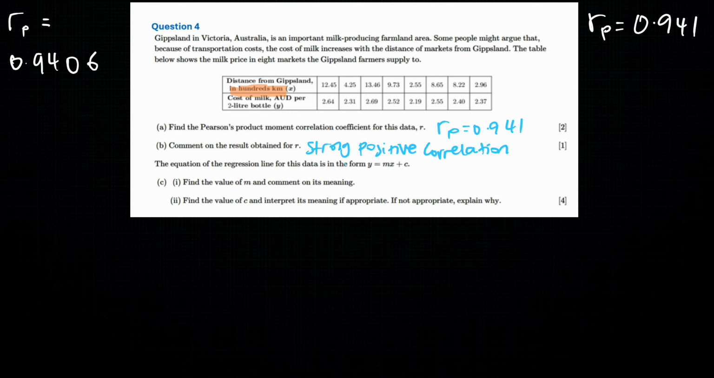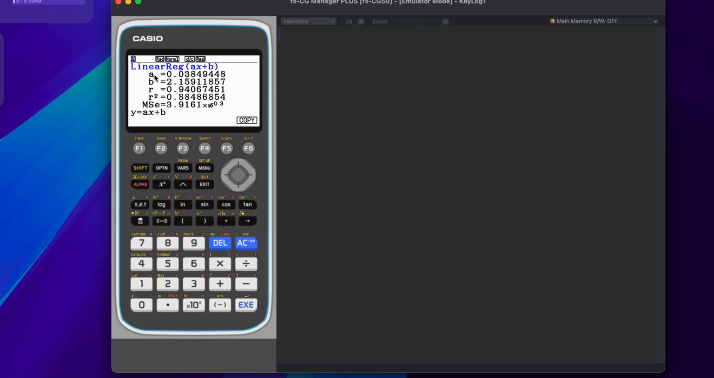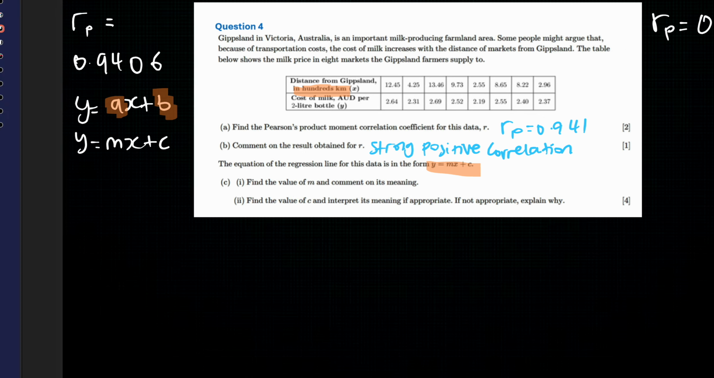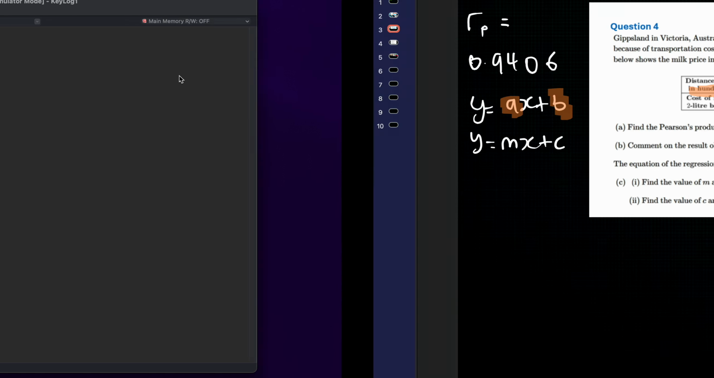The equation of the regression line for this data is in the form y equals mx plus c. Find the value of m and comment on its meaning. Now previously I said it's in the form of y equals ax plus b. That's the same as mx plus c, but the point of me saying this is because in your calculator it's going to be labeled a and b, as you can see here, a and b. So it's just easier if you remember it as ax plus b rather than mx plus c, but the thing itself is the same. We're going to find the value of m and comment on its meaning. Let's calculate the regression line then. Well, the a value was 0.0384.